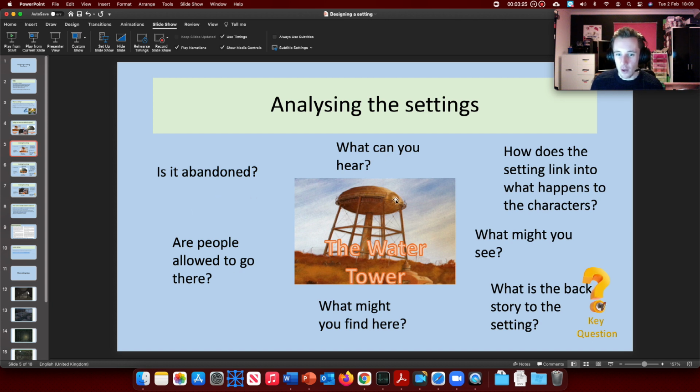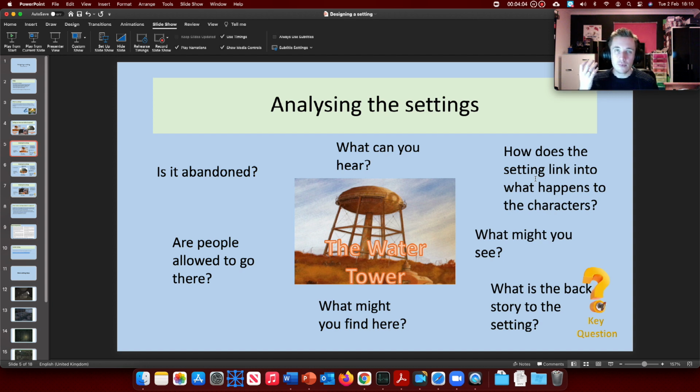Okay, so if we're thinking about the Water Tower, is it abandoned? Well, yes. What can you hear? Possibly the rusting of the pipes, the groaning of the metal, the water sloshing about on the inside. How does the setting link to what happens to the characters? Well, the main bad thing that we think happens to Bubba is caused by something from within the Water Tower. So that is how the setting links to the plot and what happens to the character. So whatever setting you pick can't just be random. The thing that happens to your character needs to be linked to your setting.